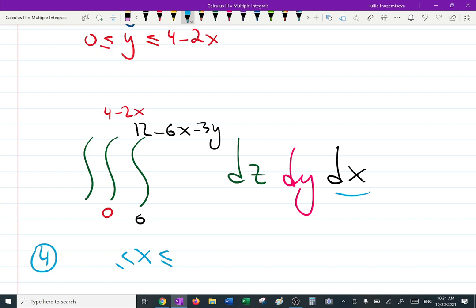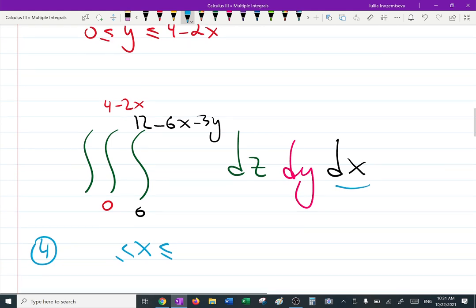dx, dy, dx. In 3D, we have dx, dy, dz. If you ever took probability or whatever classes, we know how many choices we have. 3 factorial, that's 2 times 3, that's 6 different choices of switching the order here: dx, dy, dz; dz, dx, dy; dx, dz, dy, and so on.